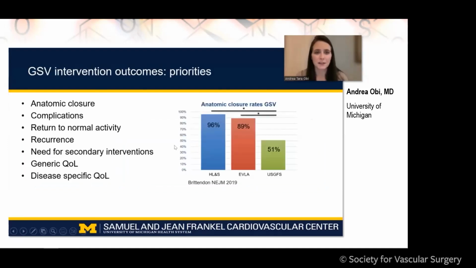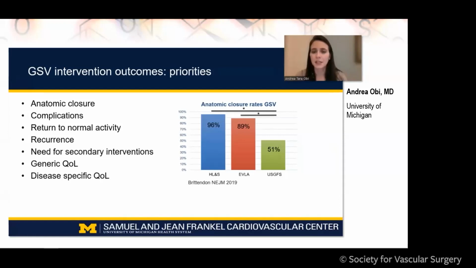But when we evaluate these different techniques, how do we look at their outcomes? Well, first and foremost, one of the ways to evaluate them is by looking at the anatomic closure outcomes. For instance, in the CLASS randomized controlled trial published in the New England Journal of Medicine in 2019, what was found was that high ligation and stripping and endovenous laser ablation, which is a thermal technique, had very similar anatomic closure rates over a 5-year period. Both of these were superior to ultrasound-guided foam sclerotherapy.